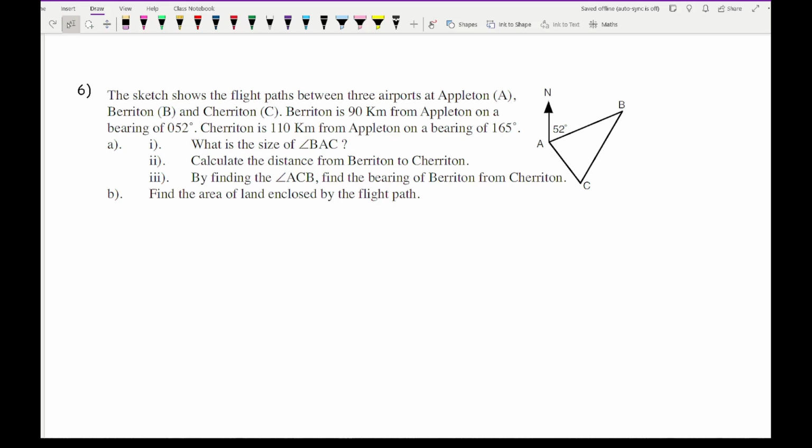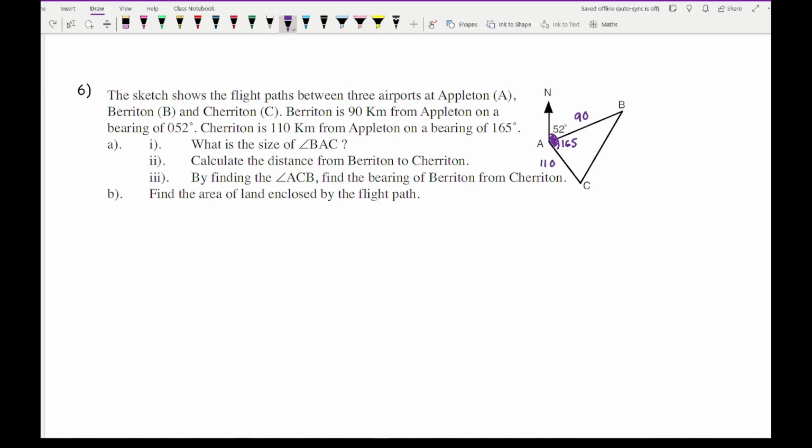So let's start by just checking the labeling of this diagram. Here it says that Appleton is A, B and C, Berriton is 90 kilometers from Appleton. So this distance here is 90. It then says that's 52 degrees, which is already on the diagram. The next one says that Cheriton from Appleton is on a bearing of 165. So this purple angle is 165 and is on a distance of 110 kilometers.